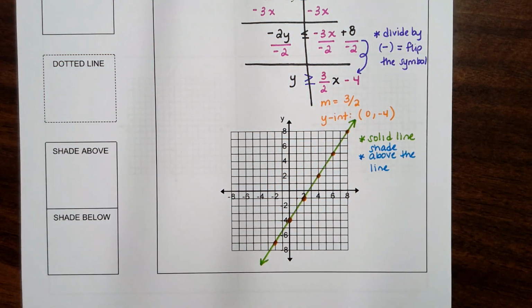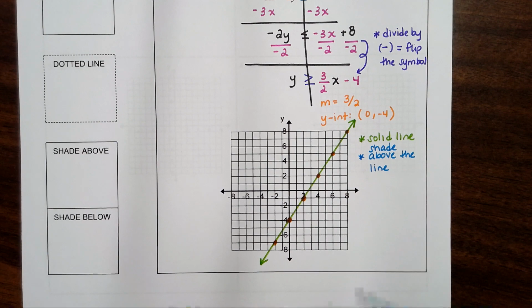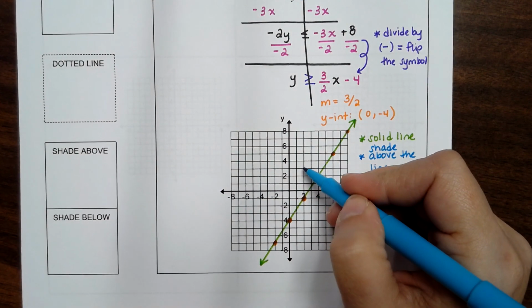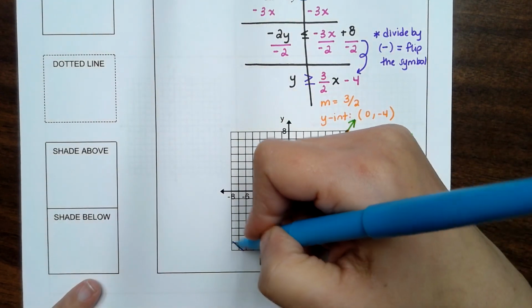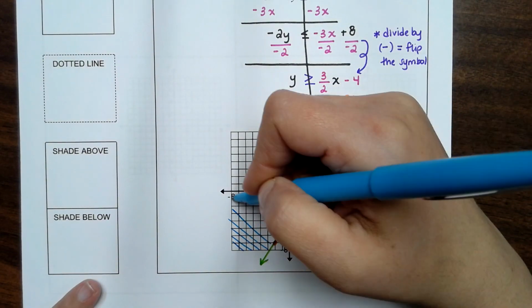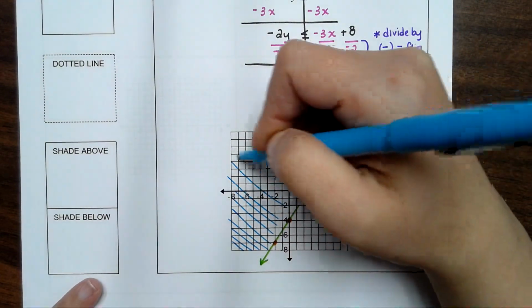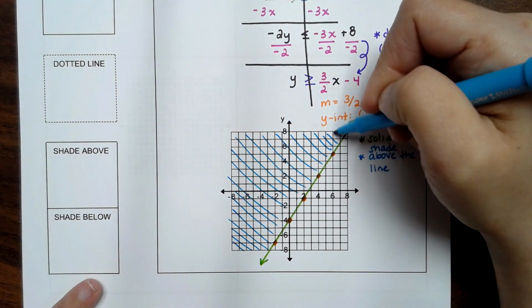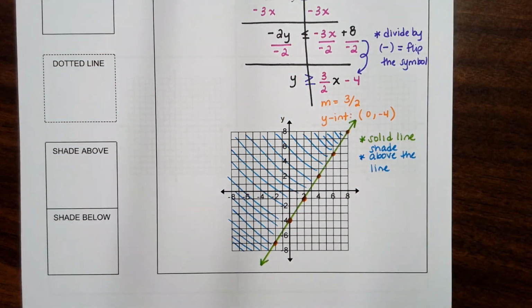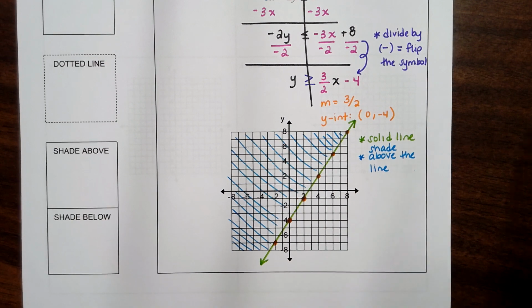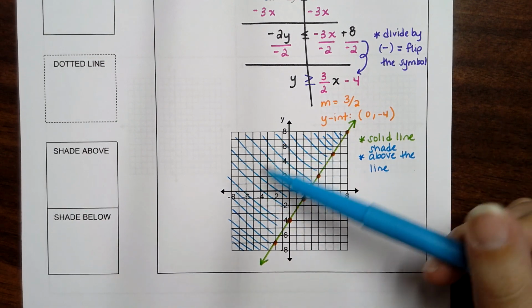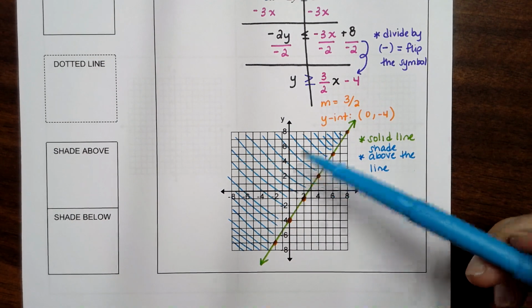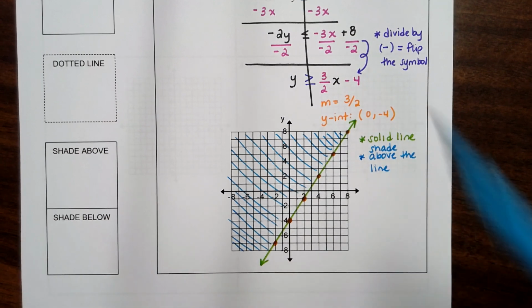So on this graph, when I say above the line, I literally mean above the line. So we would shade everything that is above this diagonal line on the graph. This entire section of the graph would be above the line. What this means is that any point in this shaded region would be a solution to the inequality that we've seen.